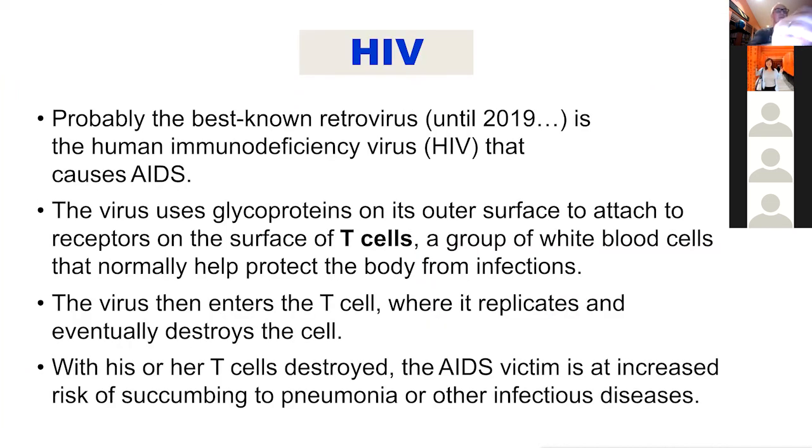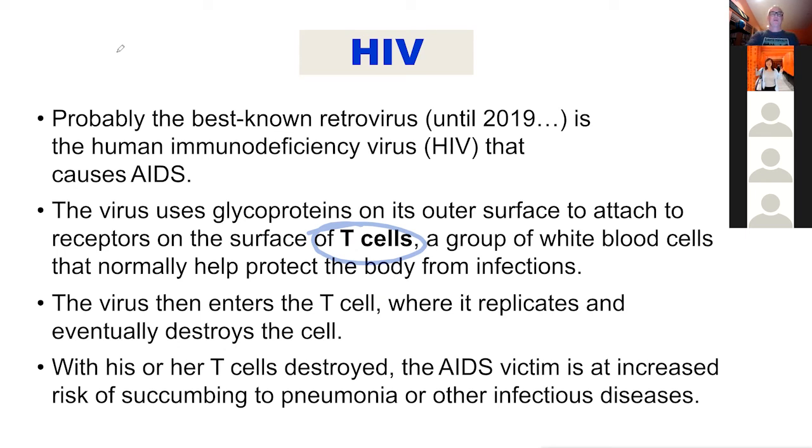And so until recently, probably the best known retrovirus was human immunodeficiency virus. And it was obviously studied to death because it's still killing hundreds of thousands of people around the world. But that virus uses proteins on its outer surface to bind a surface of T cells. Now, T cells are a group of white blood cells that normally, this is the really evil part of HIV, it basically infects the exact cell that would normally be used to destroy it.